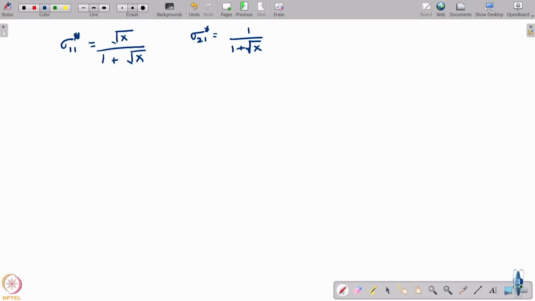So, earlier, remember, the row player was playing half regardless of what the value of x was. That is not the case anymore. So, you get a quantal response equilibrium which depends on the value of x.